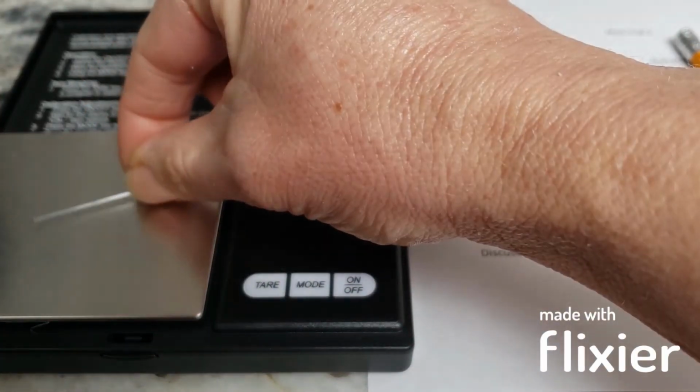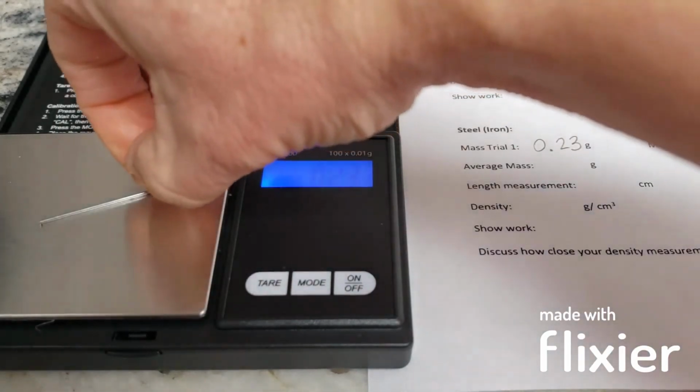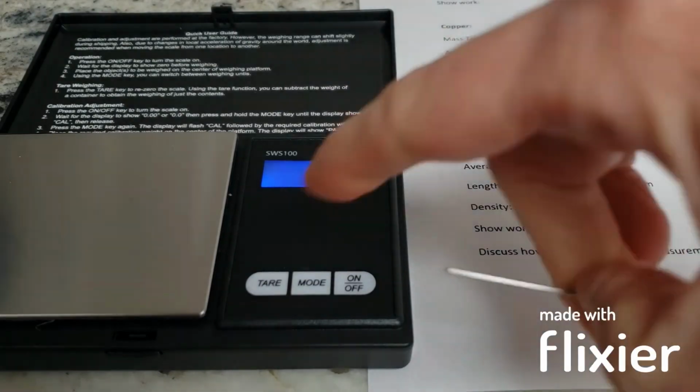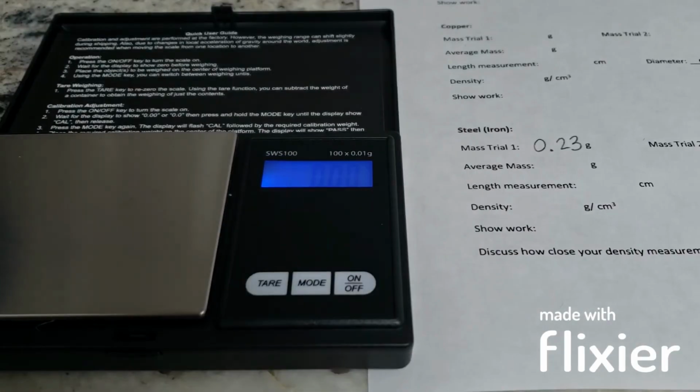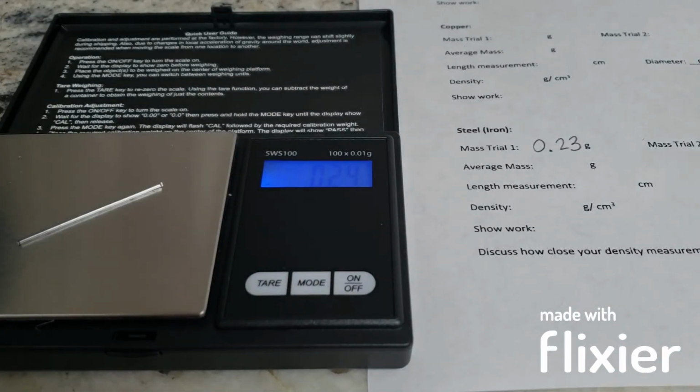Now I'm going to do trial 2, 0.23 grams. I'm just going to tare it, make sure it's 0. And now I'm going to do the third trial, and this time I got 0.24 grams.